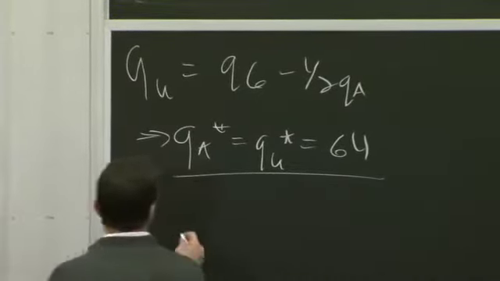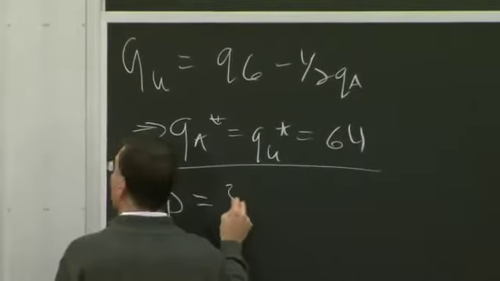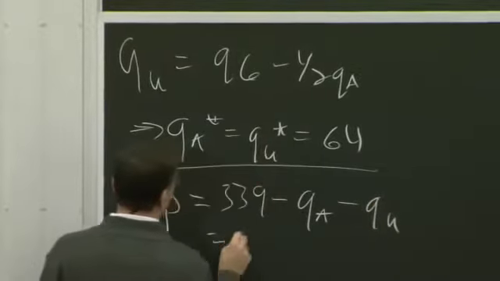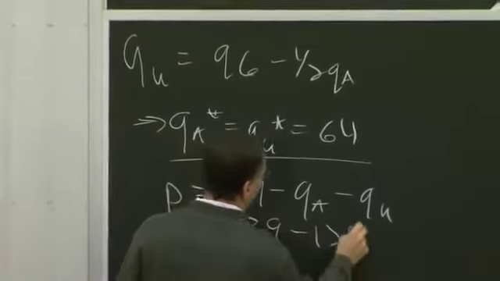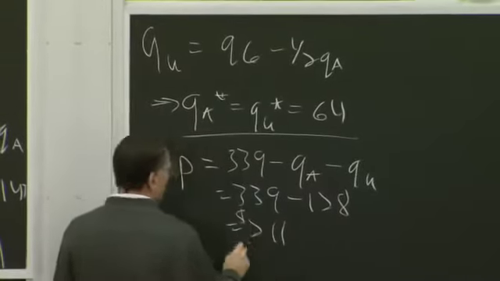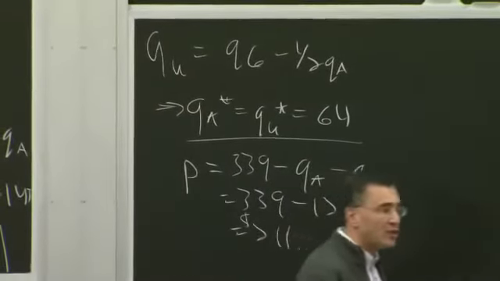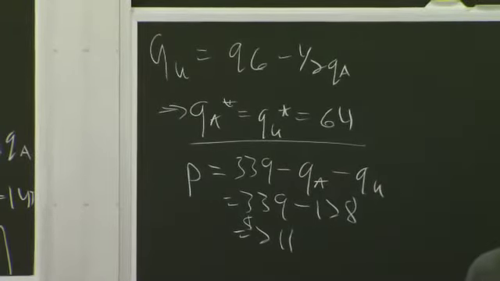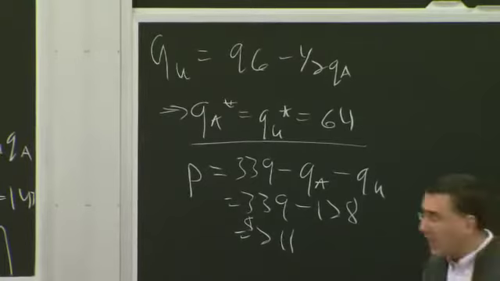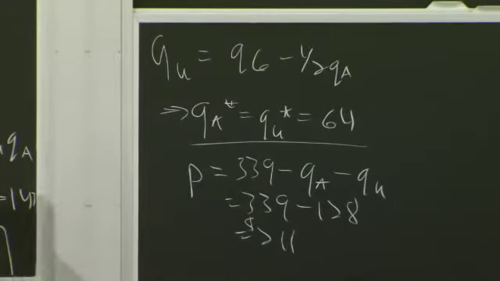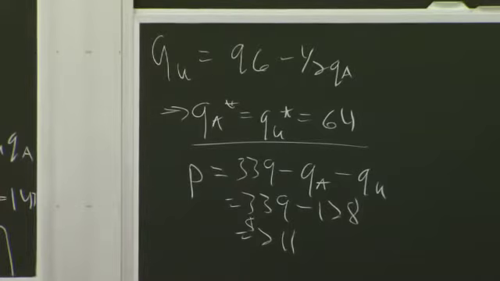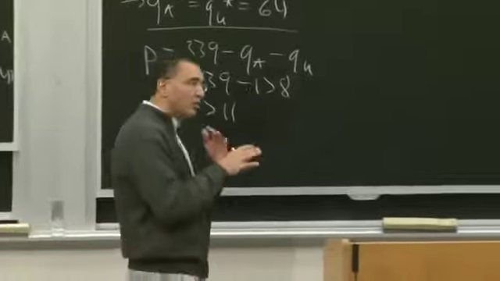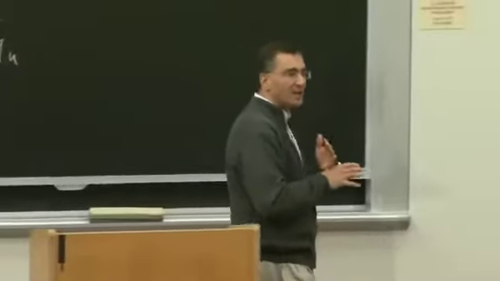And the price, what's the price? Well, the price is 339 minus Q sub A minus Q sub U. So it's 339 minus 128, or 211. So you end up with each firm producing 64 units at a price of 211, 64,000 units at a price of 211. Okay? And this is the Cournot equilibrium, because it's on both firms' best response function. Both firms are maximizing profits. And in maximizing profits, they both have chosen the same point to produce, and so you're done. They're happy. That's the Nash equilibrium.